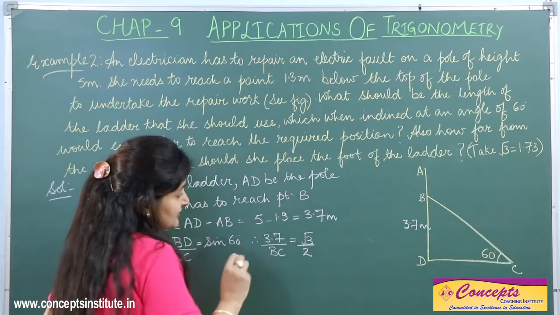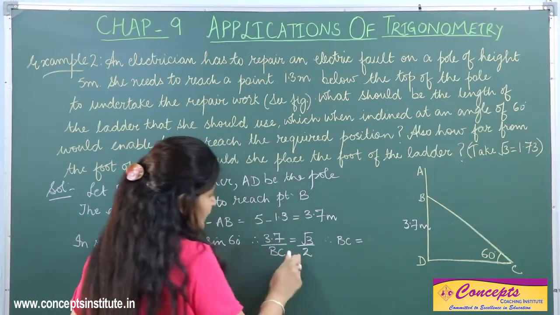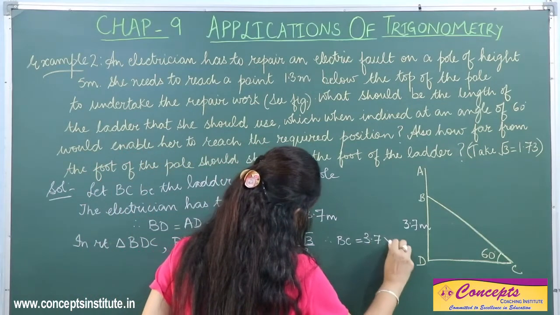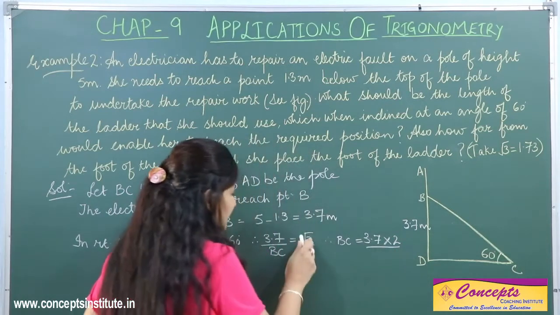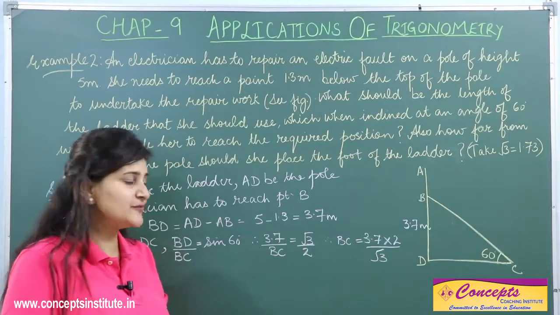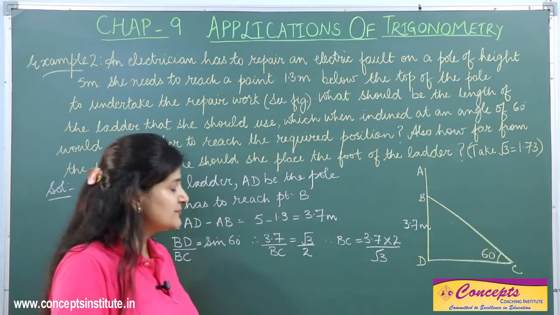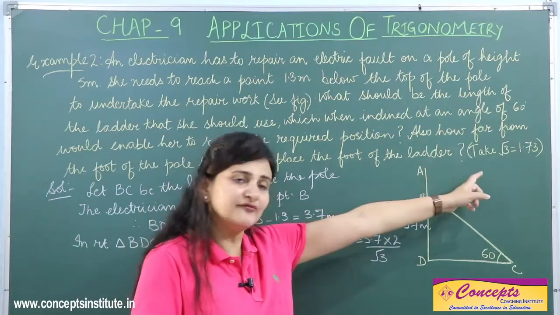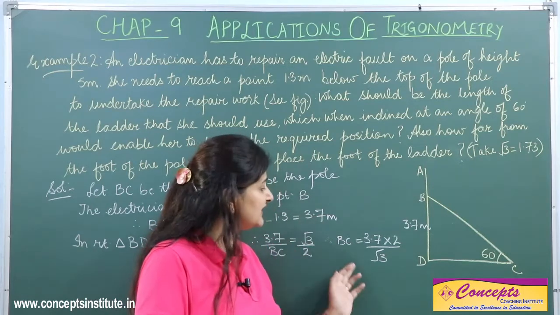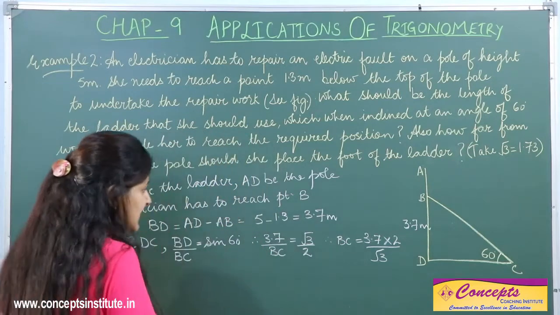We should know these T ratios by heart. So what would be BC? BC gets cross multiplied here, so it would be 3.7 into 2 upon root 3 in the denominator. So BC has come out to be 3.7 into 2 upon root 3. But now, is this the final value? No, because we are already given the value of root 3, we have to put it. But always remember, you cannot put the value of an irrational number in the denominator. First of all, you have to rationalize it.